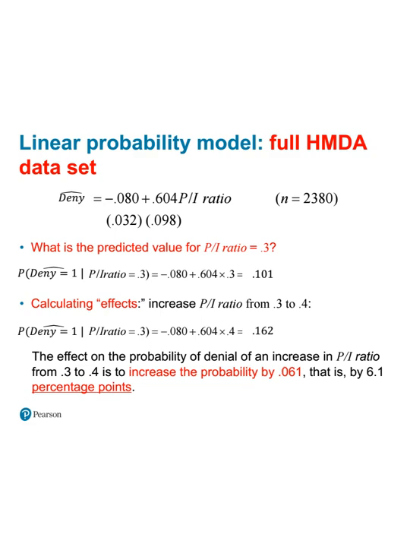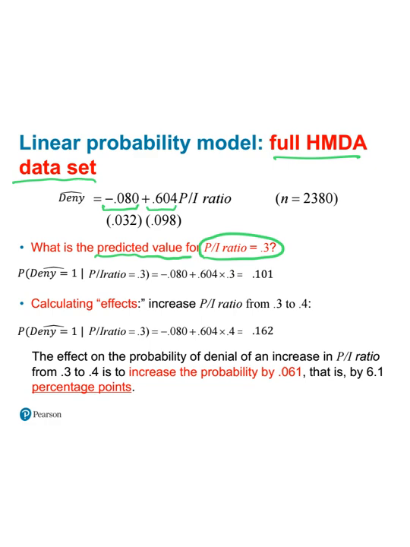Now, instead of just looking at that subset of the data sample, let's instead look at the full data set. And again, we're trying to estimate the relationship between the PI ratio and its impact on the likelihood of being denied a loan, where again, our dependent variable is binary in nature. So let's say we estimated this regression, and we have that the coefficient on the PI ratio is 0.604. We have our constant intercept being negative 0.08. And we can ask ourselves, what is the predicted value for a PI ratio equal to 0.3? What's the likelihood of me being denied a loan based off of this estimated regression?